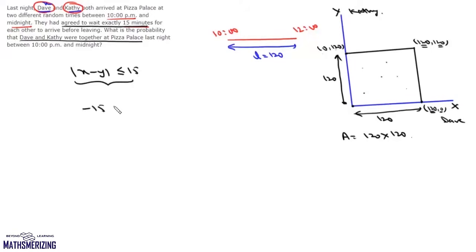Now we can write this as minus 15 is less than or equal to x minus y is less than or equal to plus 15. Now we'll represent these two areas. Now the first one is x minus y is greater than or equal to minus 15. Now for this case, we'll draw this line x minus y equals minus 15. Now when y is 0, x is minus 15, and when x is 0, y is 15. So it'll be this point and somewhere here. So it'll be this line.